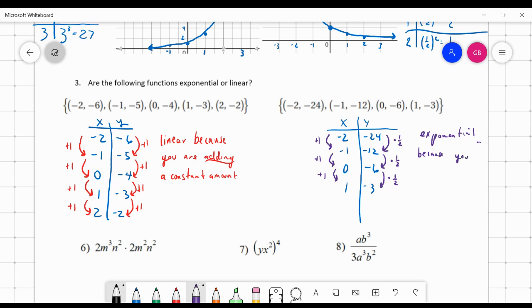because you are multiplying by a constant amount. Okay. So if your pattern is addition, it's linear. If your pattern is multiplication, it's going to be exponential.